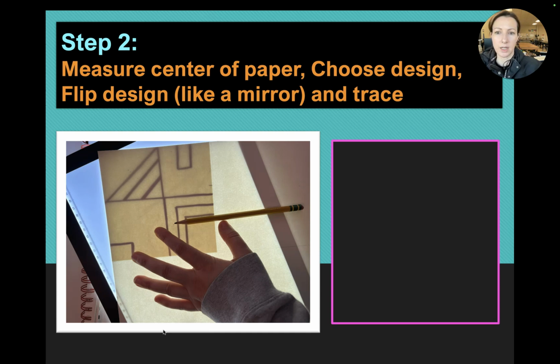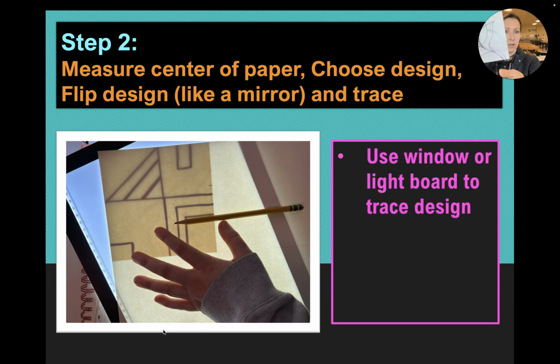And then you're going to take your design. So here's one that I made. And you can use my light table, you can use the window. You're going to put it underneath and you're going to trace. And then what you're going to do is you're going to flip it so it's going to be like a mirror. So if this is one part, when you trace it on the next section, you're going to flip it.